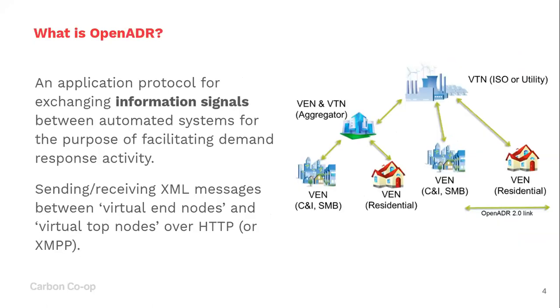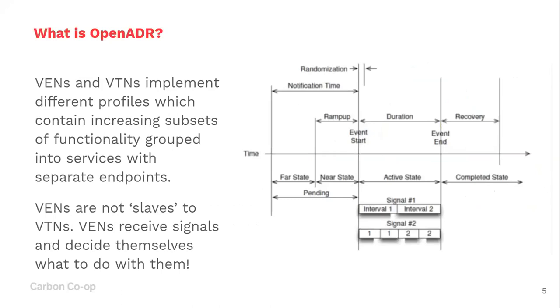So just quickly, I know previously in these webinars we've talked about OpenADR. OpenADR is a protocol and a standard for exchanging information to enable demand-side response activity. And in very practical terms, it just involves the exchange of XML messages between different machines. And you can see in this diagram the sorts of actors who may be involved in OpenADR exchanges.